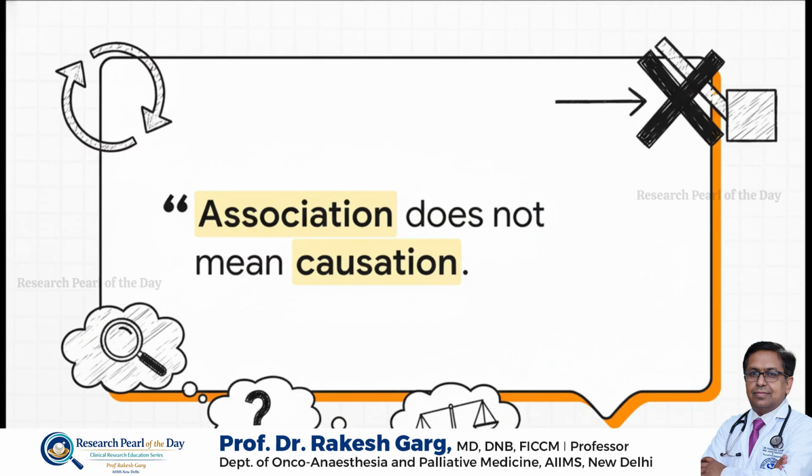Observational studies are amazing for finding clues and potential links. They show us associations, but they cannot, by themselves, prove that one thing causes another. It's so important to be humble in your conclusions.